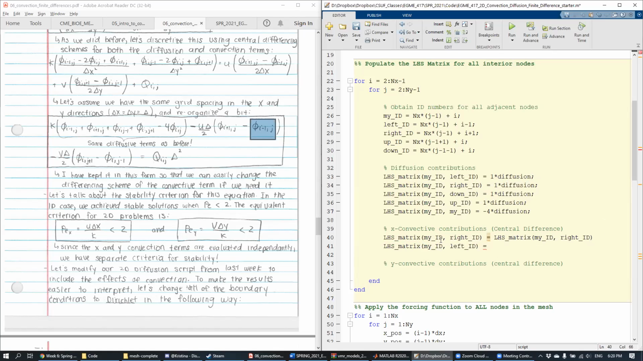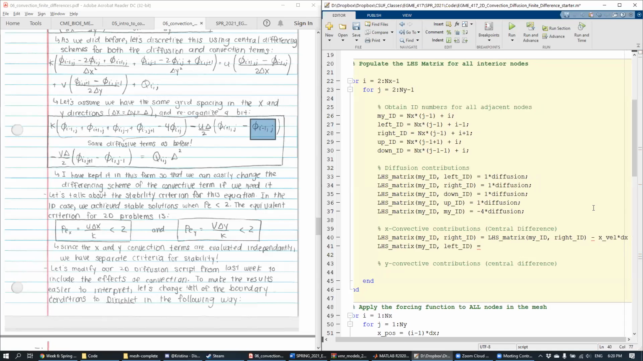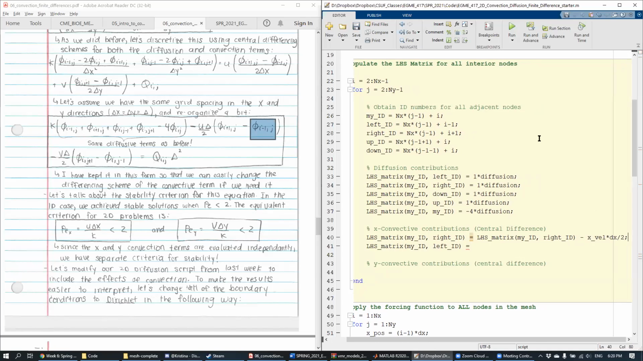And so what this is going to do, remember, is say this is the new value of this matrix entry that we want. This is going to be equal to whatever was there before. What I've highlighted here is the old value plus whatever is new. And the something new that we're going to add is the x velocity, which is our u value, times dx, which is our grid spacing in the x direction, divided by 2. Okay.